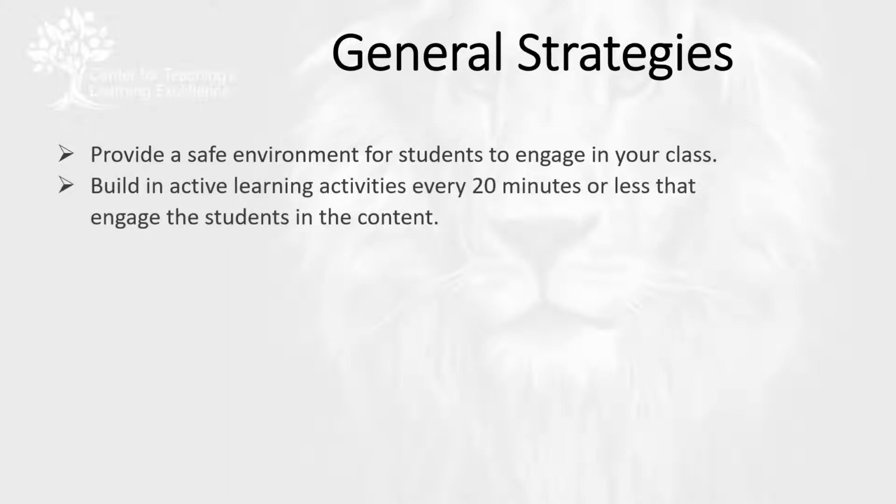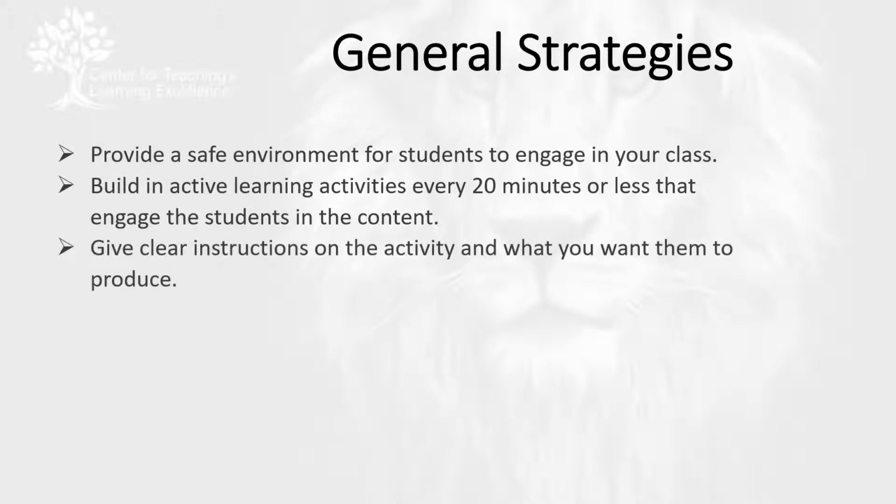The second strategy is to make sure you add active learning activities every 20 minutes or less that engage the students in your content. Getting your students active in the learning process will keep them engaged throughout the entire class. The third one is to give clear instructions on the activity and what you want them to produce. Once you give your students the instructions, make sure they fully understand what they are expected to do.